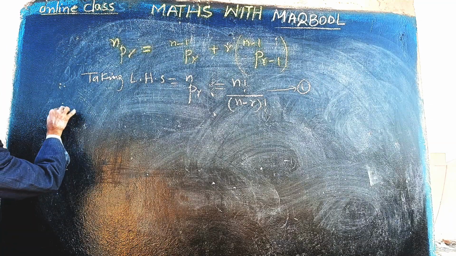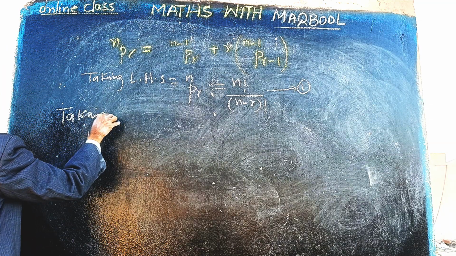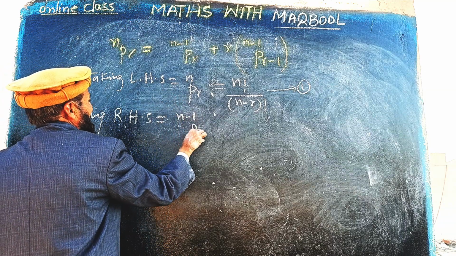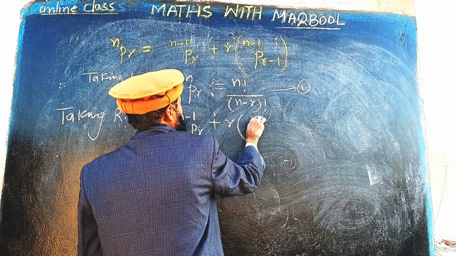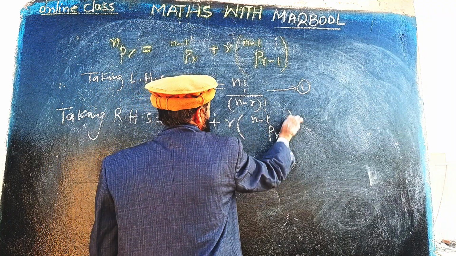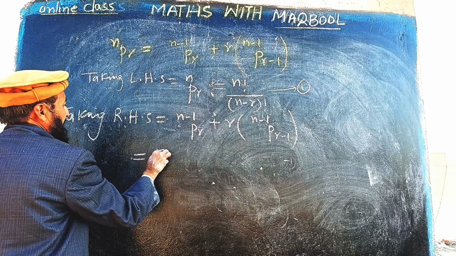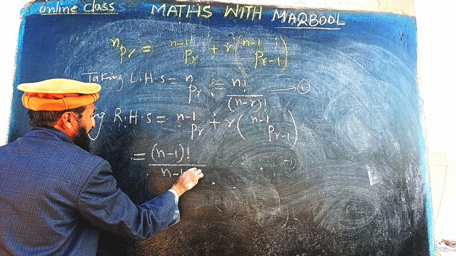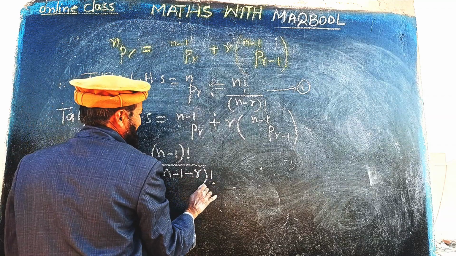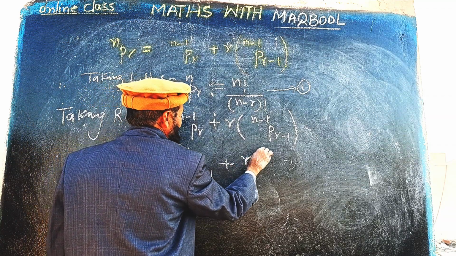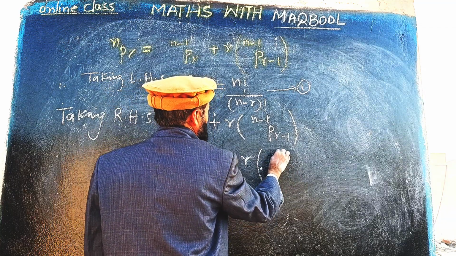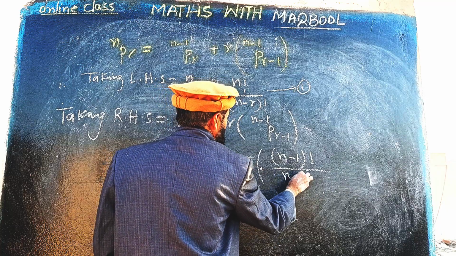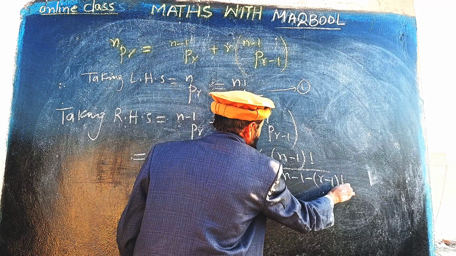Now taking the right hand side, which is (n-1)Pr plus r times (n-1)P(r-1). Now we are expanding this term. We get (n-1) factorial over (n-1-r) factorial, plus r times (n-1) factorial divided by (n-1)-(r-1) factorial.